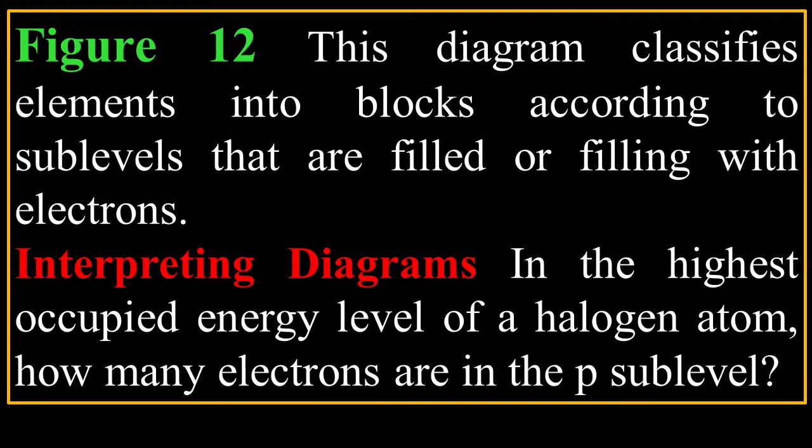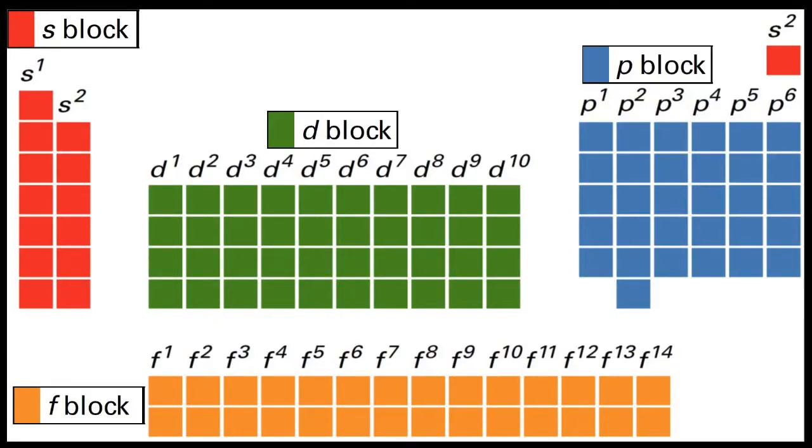Figure 12. The diagram classifies elements into blocks according to the sublevels that are filled or filling with electrons. Interpreting diagrams: in the highest occupied energy level of a halogen atom, how many electrons are in the P sublevel? We'll count it. Going from left to right, it's the fifth column for the P, as the next figure will show. So it's P5. So that's going to be the halogen. So the P's are being filled.